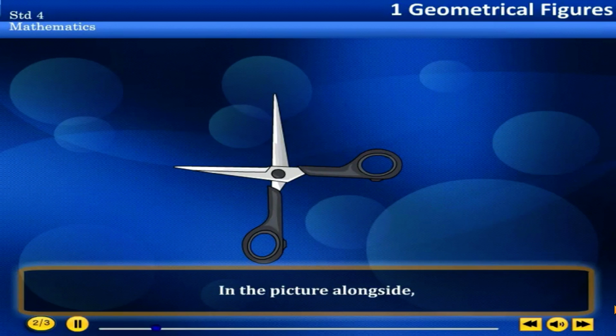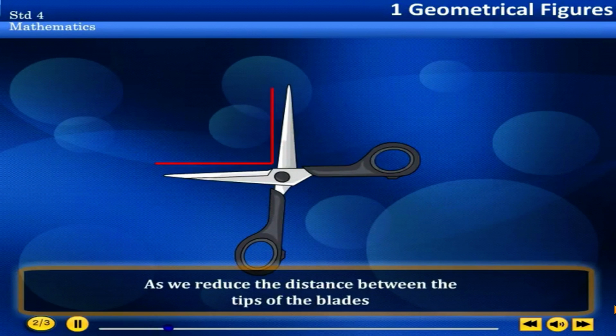Acute angle. As we reduce the distance between the tips of the blades, little by little, the angle between the blades grows smaller than a right angle. An angle which is smaller than a right angle is called an acute angle.